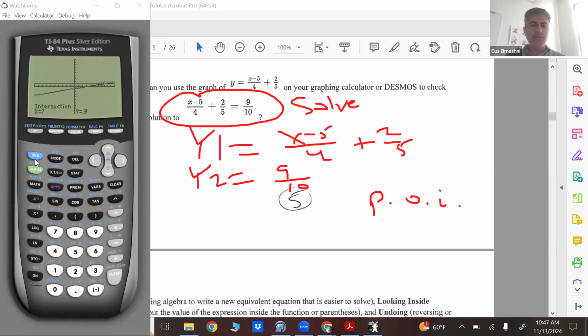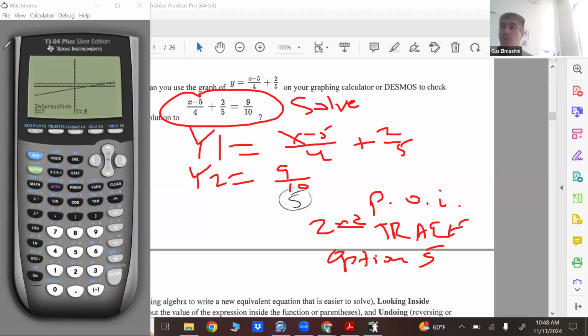To do the point of intersection, you hit second trace, second trace, option 5. Okay, I can't write today, sorry about that. Option 5. Very simple. So you guys are going to check your work too. I'll come around and make sure you're doing okay.